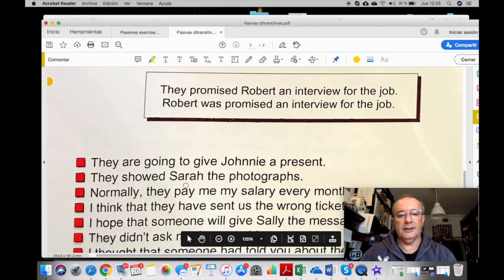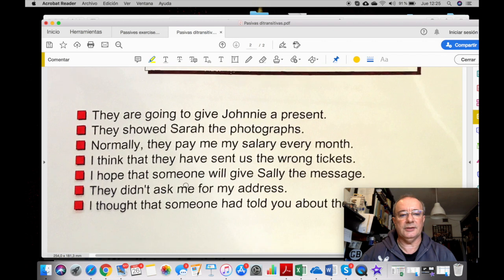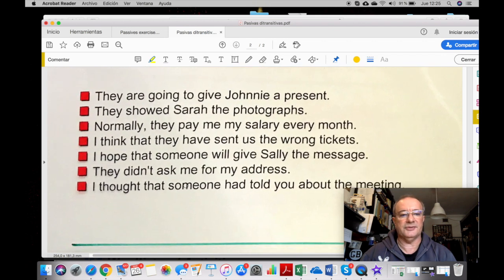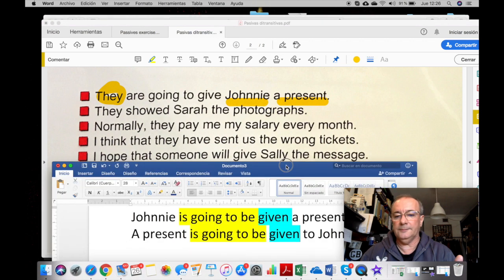Here you have in the second page some examples in which we can see the transformation. They're going to give Johnny a present. Of course, this is an active voice. When we do the transformation, we will see that we have two objects. One is Johnny and the other one is a present, okay? So here we can see that we will have two possible passives. Johnny will be the subject for one of them and a present will be the subject for the other one. Let me show you the transformation for this first one.